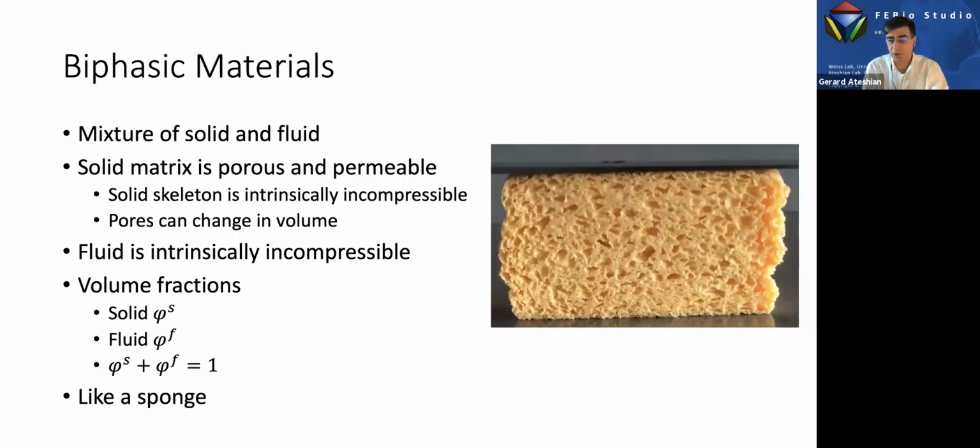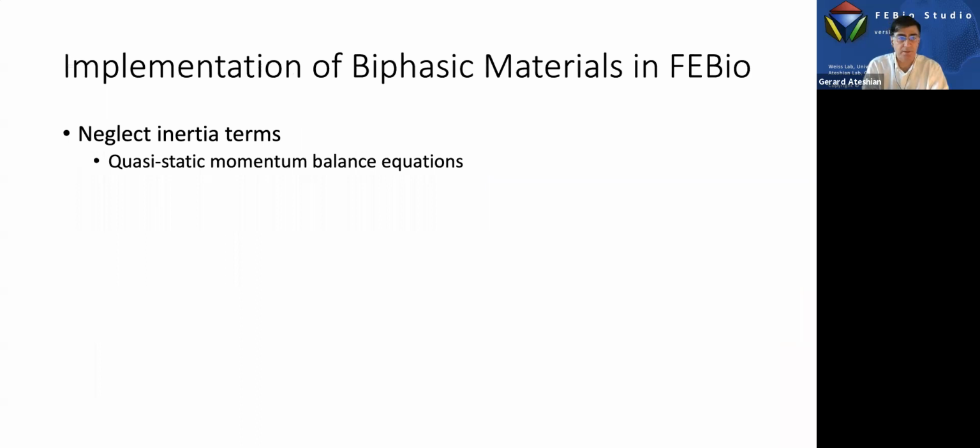But for biological tissues, the pores are very small. However, they can occupy a large fraction. So the porosity is given by Φf. So the porosity could easily be 80%. In some cases, it could be up to 90%. And so that's the basic description of a biphasic material from a physical perspective.